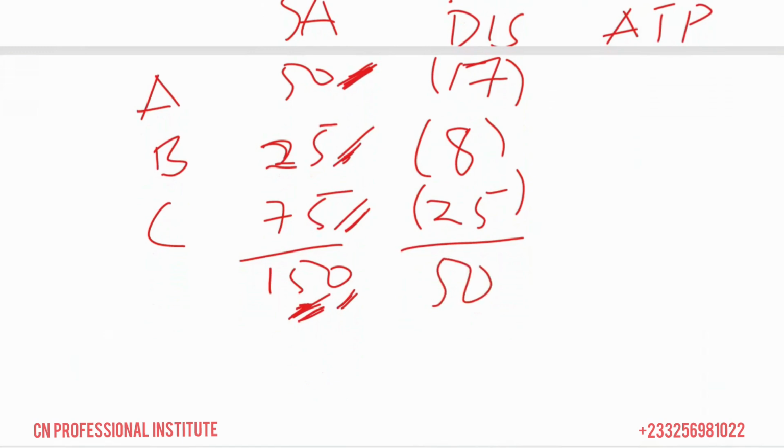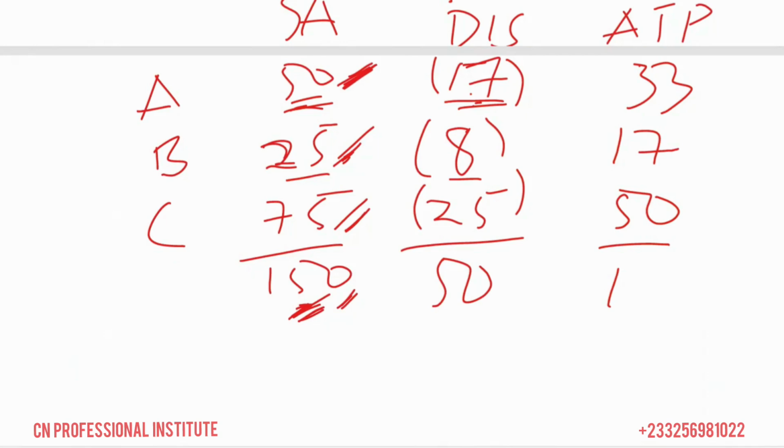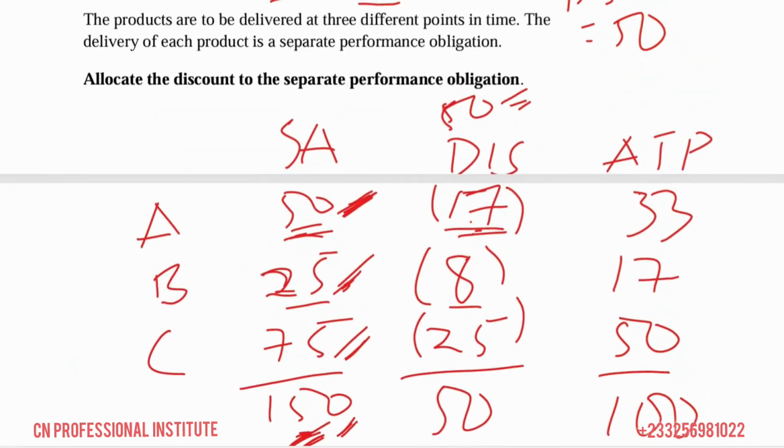Then we subtract the 17 from the 50 to get the allocated transaction price. So 50 minus 17 gives us 33. Then 25 minus 8 gives us 17. And then 75 minus 25 gives us 50. And when you sum this, you get 100. So can you see that we've shared the discount 50 as the question asks us to do?